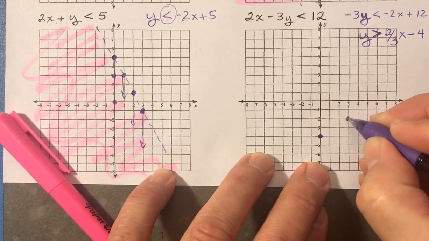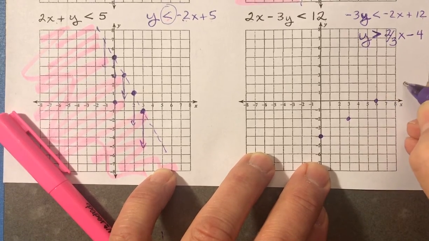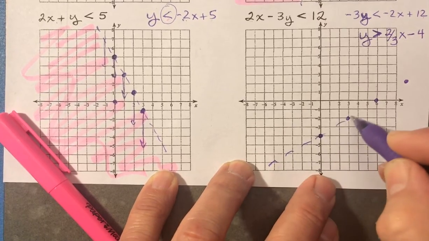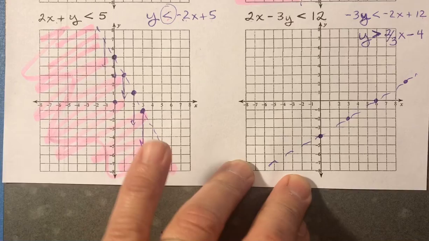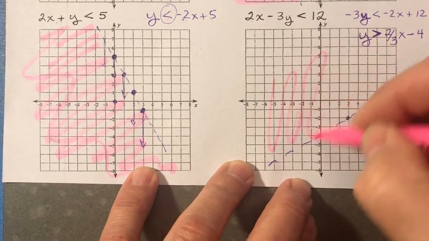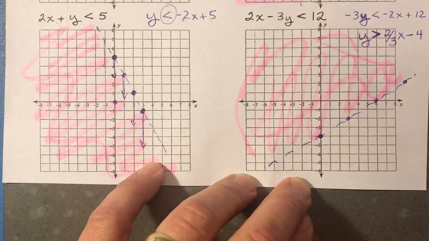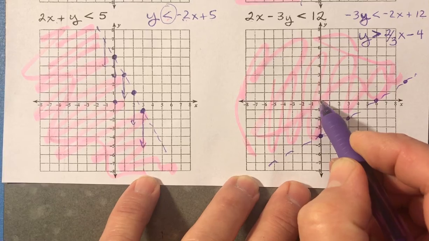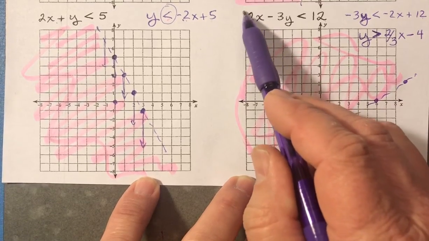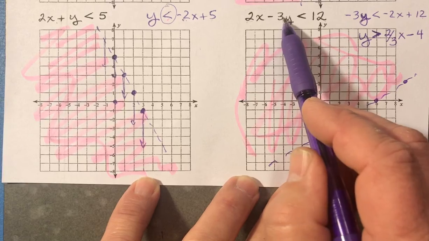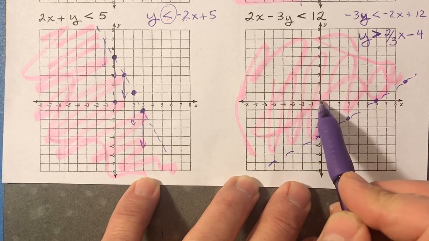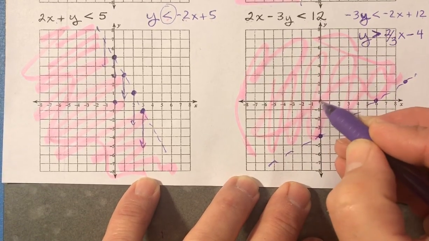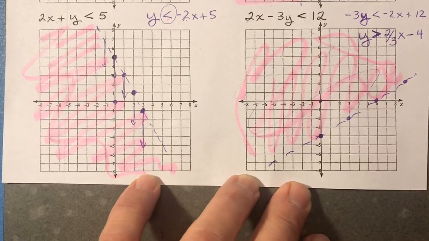I'm going to go up 2 over 3, up 2 over 3, up 2 over 3. And it is greater than, so it's going to be a dotted line. And I am going to shade everything above that dotted line. And just like I did over here, I'm going to choose 0, 0. And notice 2 times 0, 3 times 0, right? Using the x and y here. Is 0 less than 12? Yes. So 0, 0 is included in the shaded portion.